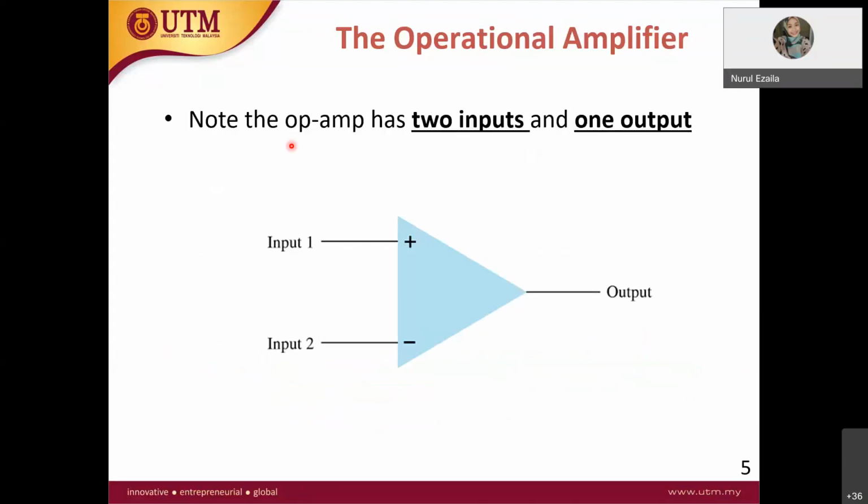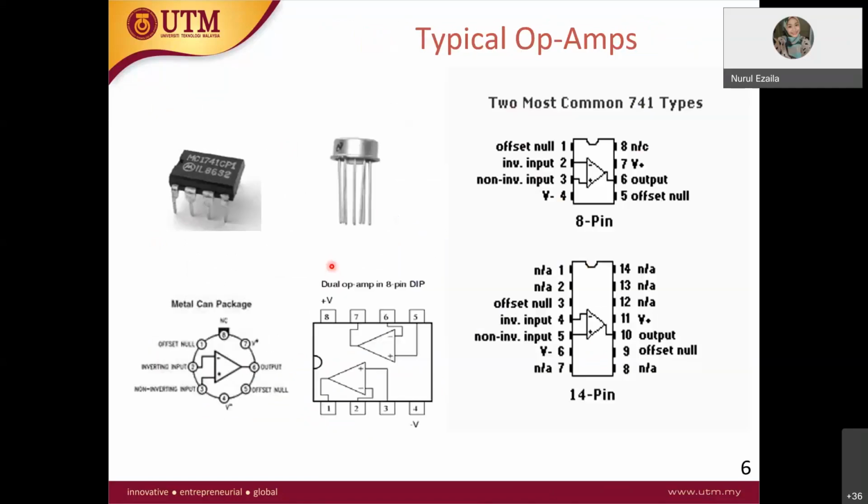Note that the op-amp has two inputs. This is the symbol for op-amps, a triangle symbol. It has two inputs, a positive input and a negative input, and it has only one output. This is just the simple symbol of an op-amp, but it may have a feedback resistor from output to the input. We will look at it later.